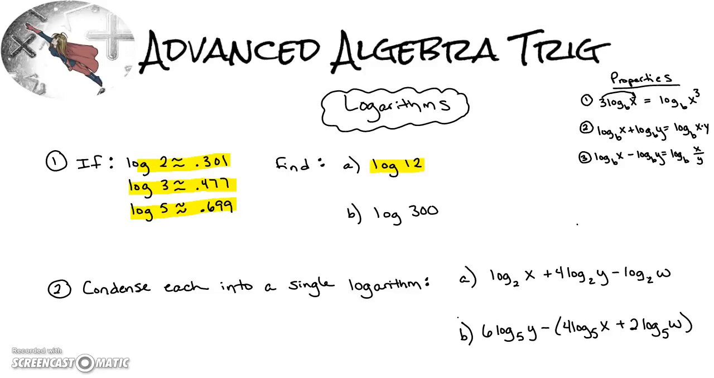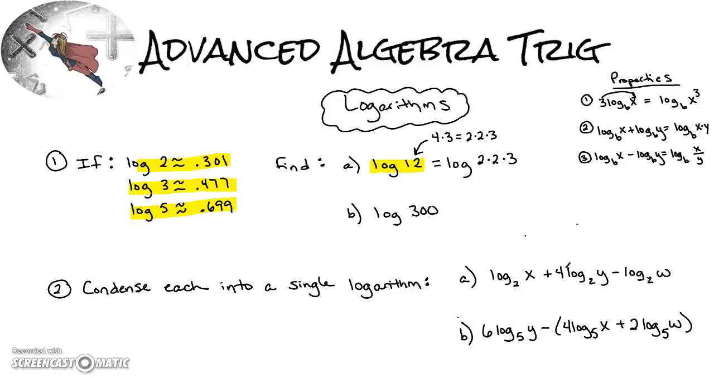Well, what we have to do is think of a creative way to rewrite the 12 using the numbers that they gave us. So I have a 2, a 3, and a 5 at our disposal. So 12, I can break it down smaller because all those numbers are smaller. I know that 12 is 4 times 3. And that's actually helpful because I know that 4 is 2 times 2, times 3. So this really is the same thing as having the log of 2 times 2 times 3.